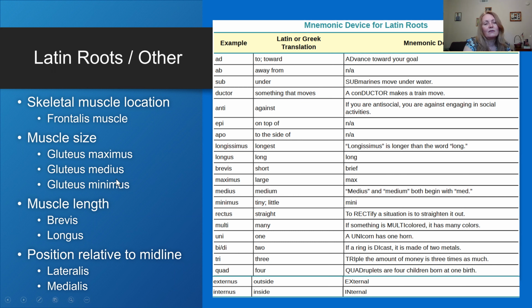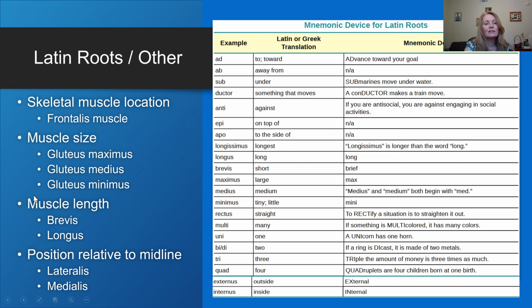And we can name muscles based on different characteristics. Let's say location on your body: frontalis, in front, occipitalis, on the back, or rectus abdominis, in the abdominal region, or brachialis, in the brachial region. We can name muscles based on their size, like gluteus maximus, that's a big muscle, right? Or gluteus medius, that's a medium size. Gluteus minimus, smallest muscle of this group.